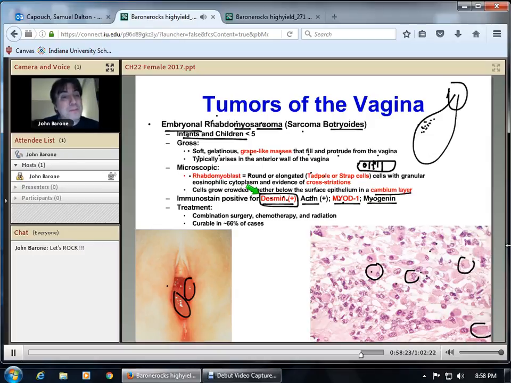That's also vimentin positive. Vimentin is positive for all the mesenchymal tumors. But again, we need to know it's muscle. Vimentin's positive, that doesn't really help me. I need to know it's muscle.